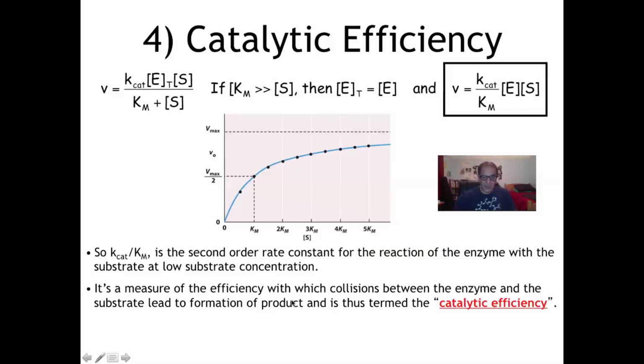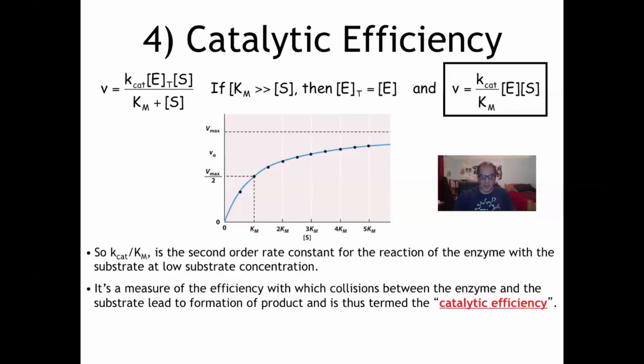You can also think of it as a measure of the efficiency with which collisions between the enzyme and the substrate lead to the formation of product. And so it's sometimes termed the catalytic efficiency. If every time the enzyme collides with the substrate we get a productive reaction, we would say that that enzyme has achieved catalytic perfection.